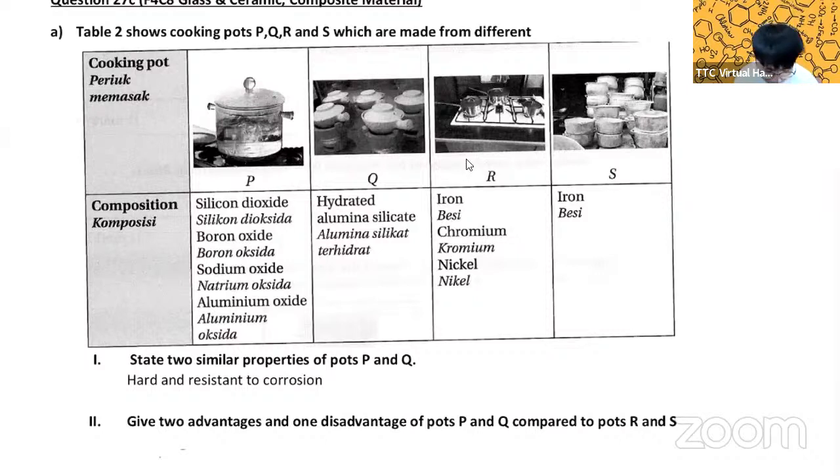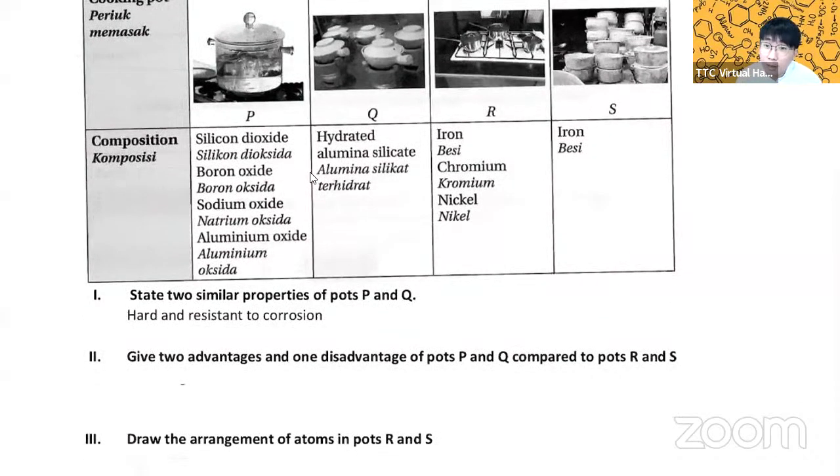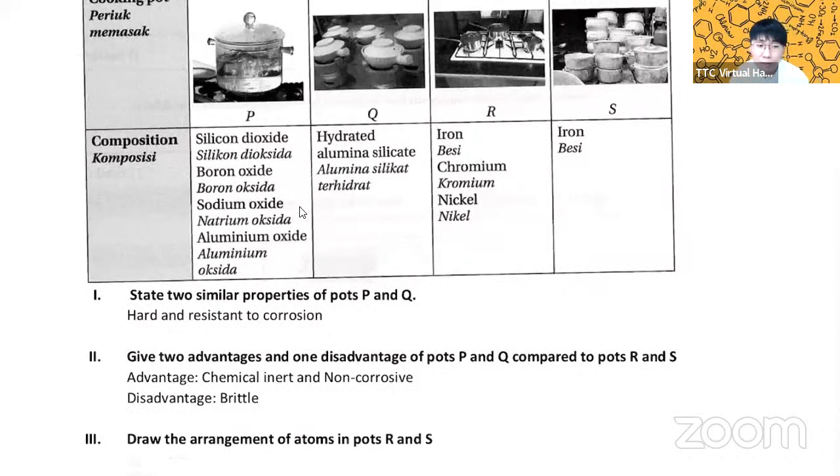So we call them ductile, malleable. But of course, we're going to talk about the disadvantage of P and Q. The word is brittle. Brittle means if you drop it, it easily cracks. So definitely from here, the advantages are chemically inert, non-corrosive, resistant to heat. Then the disadvantage is brittle.